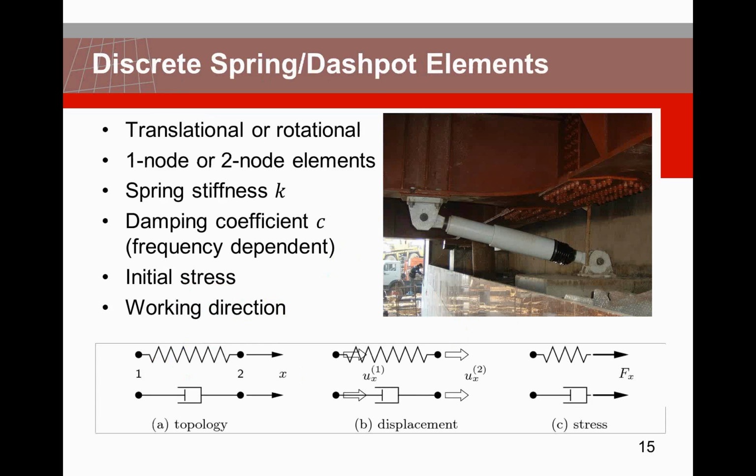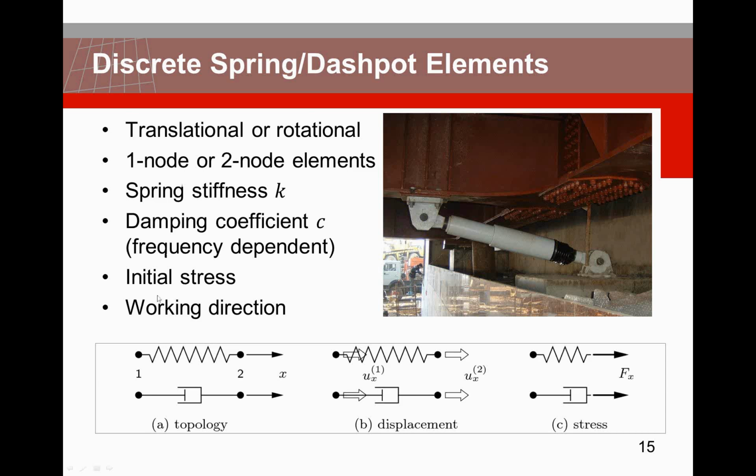In case of the discrete spring dashpot elements, as you can see, one here, this was one below a bridge deck for a train. It's near the train station, so the trains are braking here, which will cause some vibrations to the viaduct. And these dampers are used to damp out these vibrations. In DIANA, you have both translation and rotational spring dashpots. These can be 1 or 2 node elements.